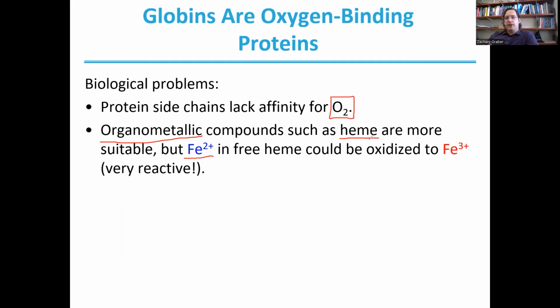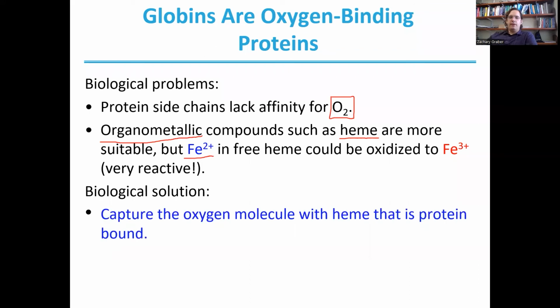So this is more useful for binding, but we can't just use heme by itself in our body, right? If you just have that heme sitting around, it uses iron with a 2+ charge, and it can get oxidized to iron 3+, which then becomes reactive and can cause other issues within our body. So we can't use just a protein, but we can't use just an organometallic compound. The solution is to use a heme molecule, our organometallic compound, but bind it inside of our protein, right? So we can use our protein as a capsule, essentially, to carry this heme group that will then carry our oxygen.